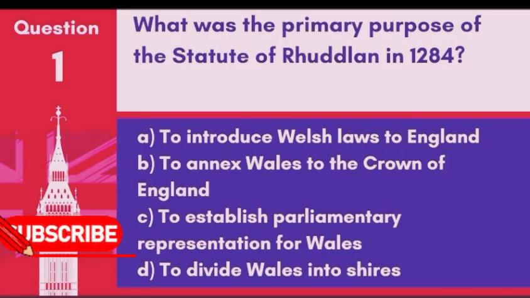Crown of England. C. To establish parliamentary representation for Wales. D. To divide Wales into shires. Answer. B. To annex Wales to the Crown of England. The Statute of Ffynon in 1284 was primarily aimed at annexing Wales to the Crown of England, integrating the legal system of Wales into that of England.